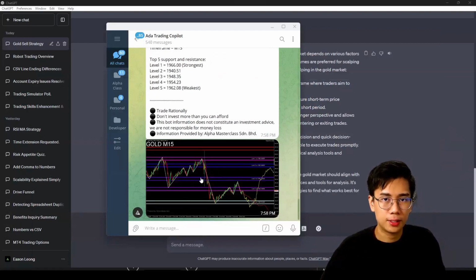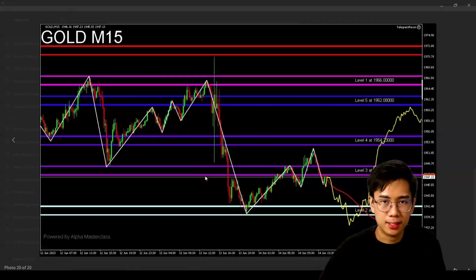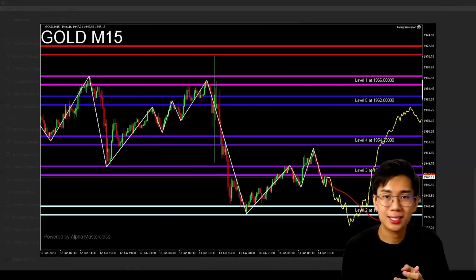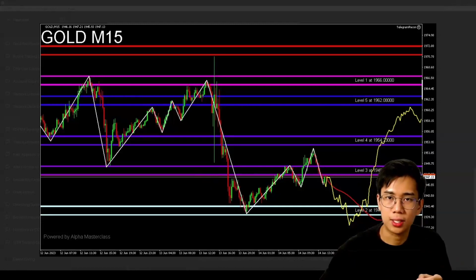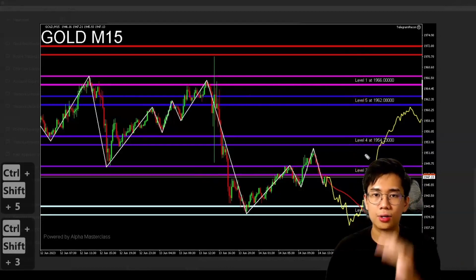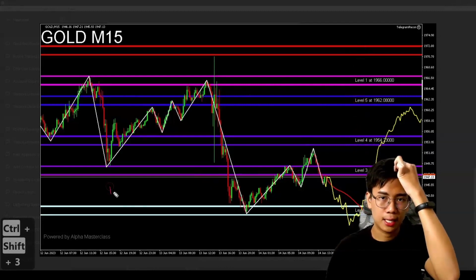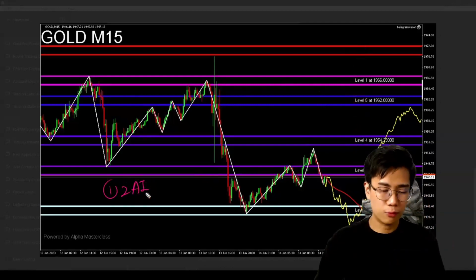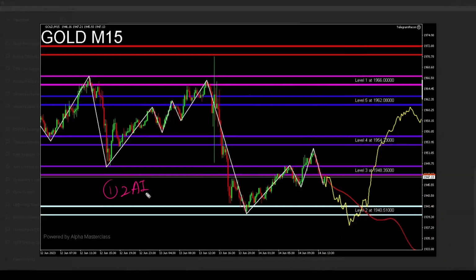Now, over here, you come out with this. Hey, it's a pretty beautiful drawing. So what you can see is that in the past, there will be multiple levels of support and resistance. For the time being, you can just ignore this level name, alright? This is just the naming and numbering on it. All you need to know, number one, there will be two AIs telling you what will be the potential future movement of the gold market.